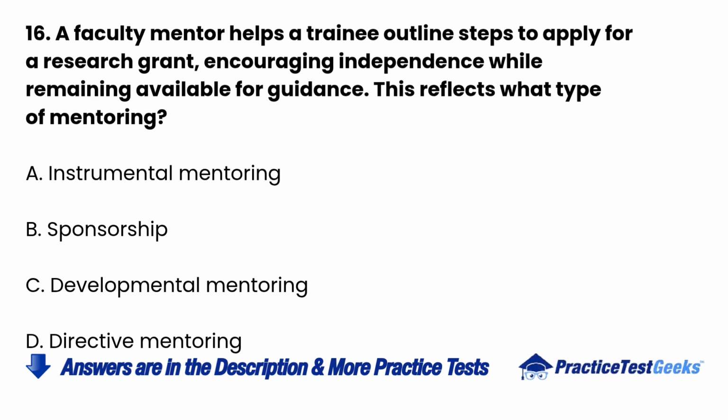16. A faculty mentor helps a trainee outline steps to apply for a research grant, encouraging independence while remaining available for guidance. This reflects what type of mentoring? A. Instrumental mentoring. B. Sponsorship. C. Developmental mentoring. D. Directive mentoring.